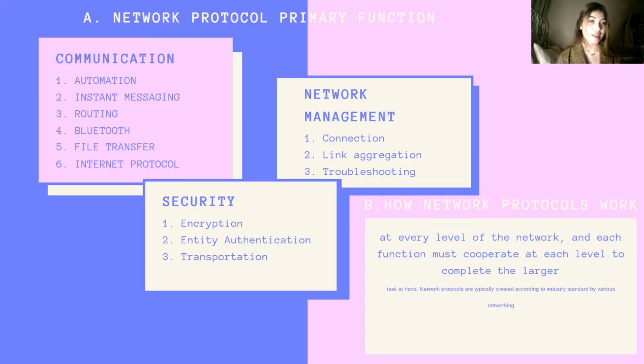Network protocol primary functions. Communication: 1. Automation, 2. Instant messaging, 3. Routing, 4. Bluetooth, 5. File transfer, and 6. Internet protocol. Next one, we got security: 1. Encryption, 2. Entity authentication, and 3. Transportation. Next one, we got network management: 1. Connection, 2. Link aggregation, and 3. Troubleshooting. B. How network protocols work.